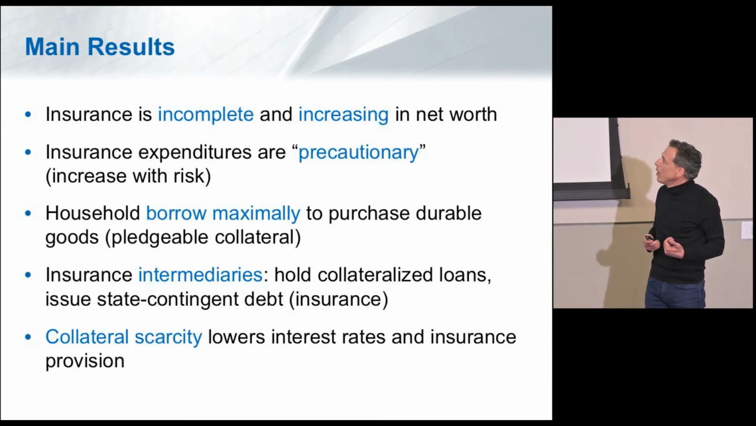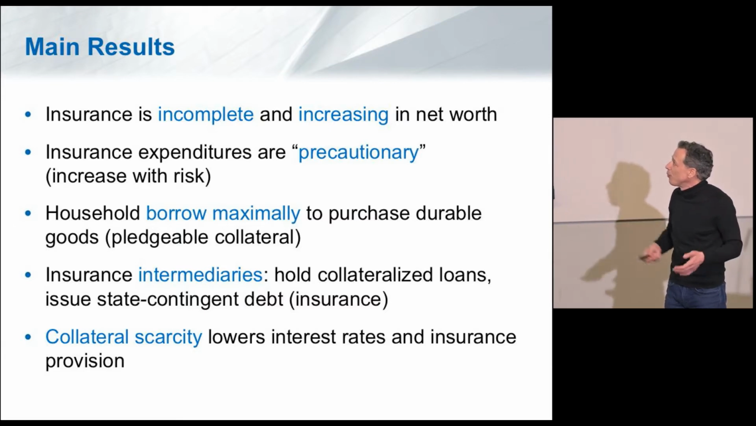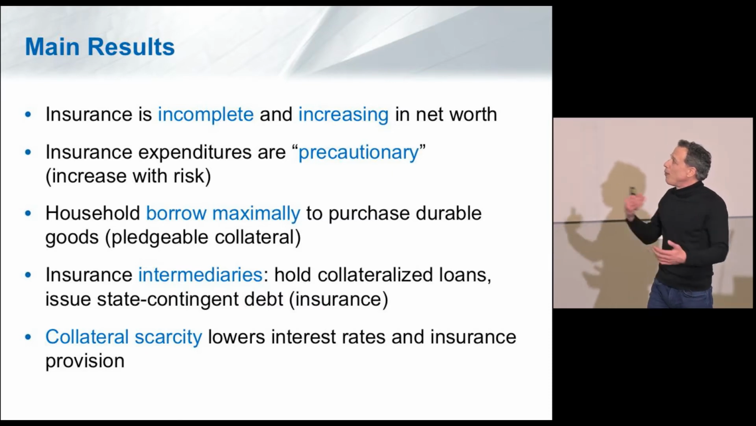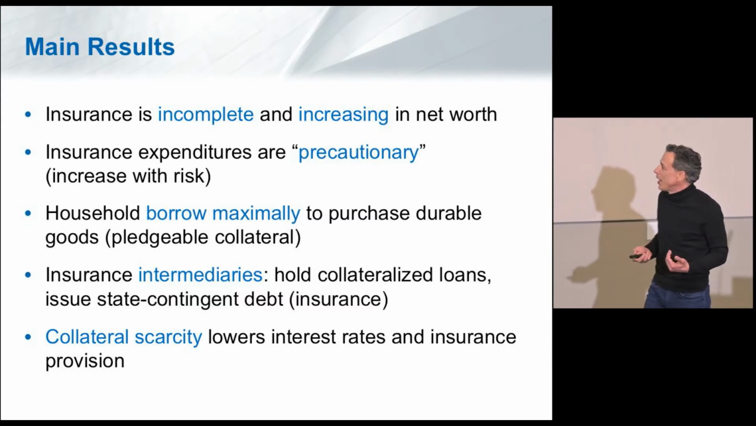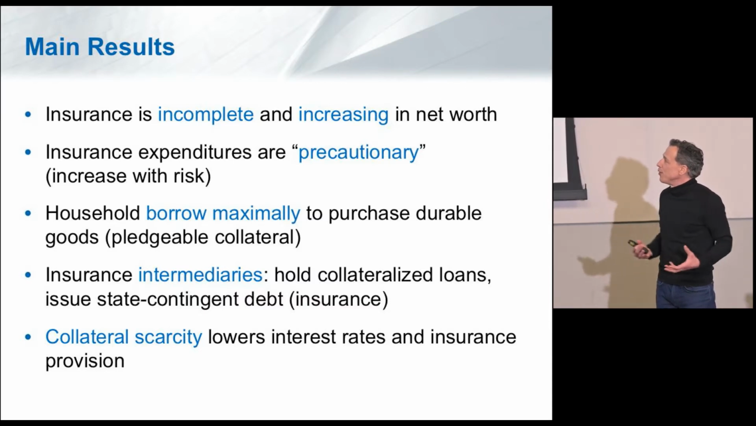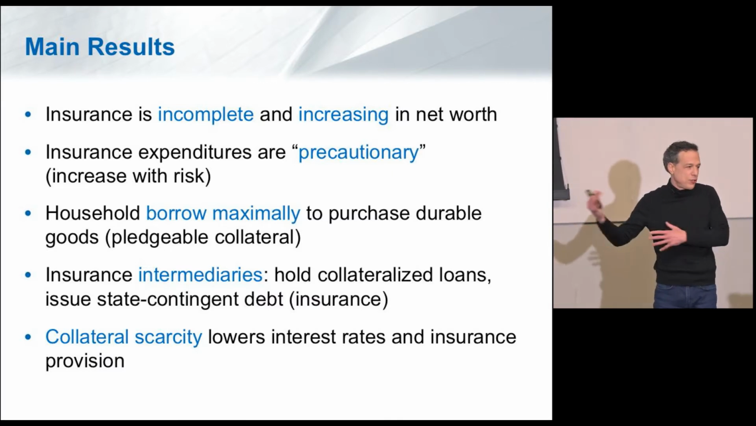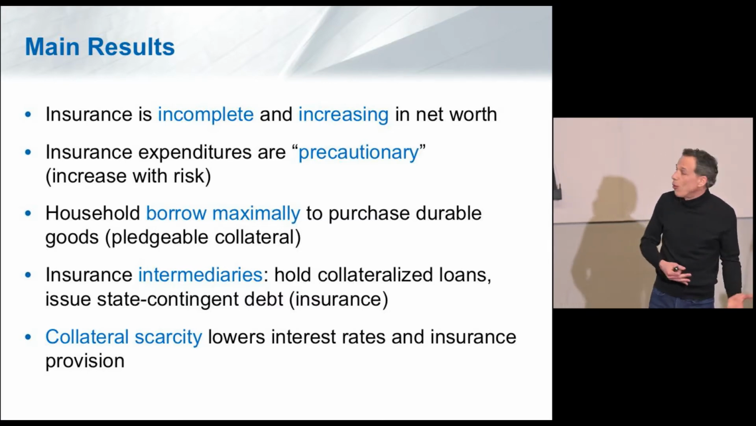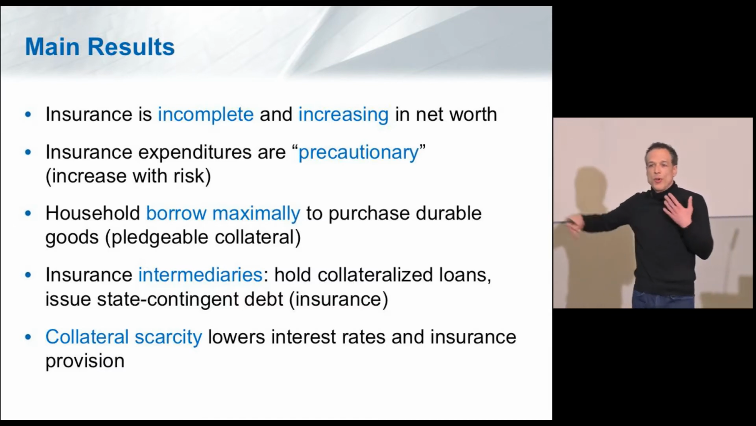That's the financial friction. Main results that Adriana talked about: insurance is incomplete and increasing in net worth. Expenditures are precautionary. They're going to increase with risk. Households are going to borrow maximally to purchase durable goods because that's going to give them a source of pledgeable collateral. And we put those two pieces together. We get this sort of balance sheet for intermediaries where they're holding collateralized loans on the one hand and issuing state contingent debt insurance on the other side. And then finally, if we have collateral scarcity, that's going to lower interest rates and insurance provision in the model. So I want to talk about the intuition behind these results.